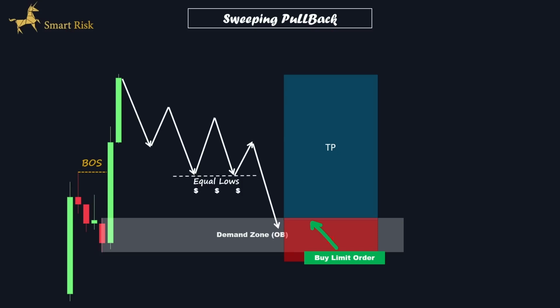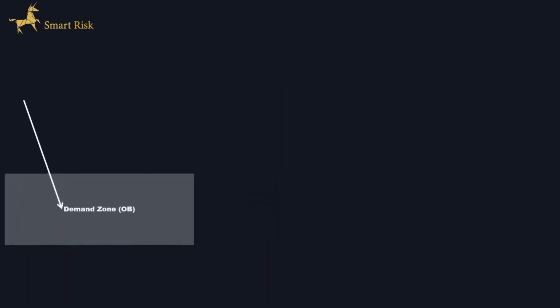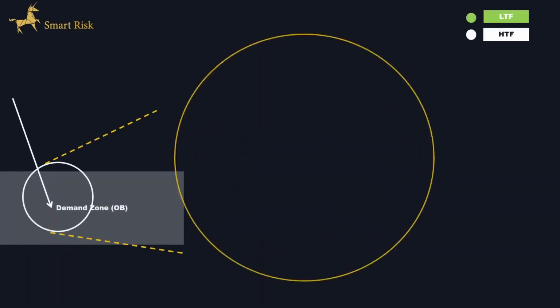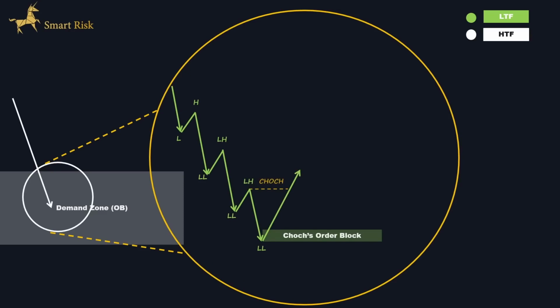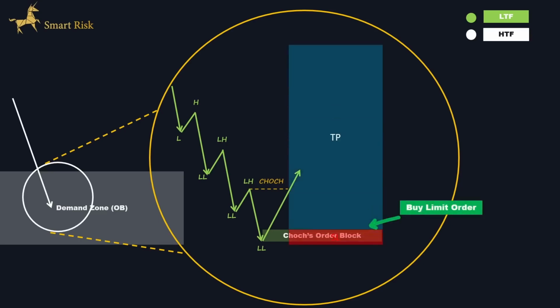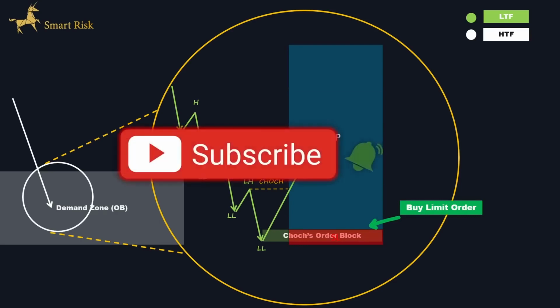If we want to optimize our entry point and have a better reward to risk ratio with tighter stop loss, we need to zoom into a lower time frame and wait for the price to tap into the demand zone and show a change of character or any market structure shift signal. And after the formation of the newly generated demand zone on the lower time frame, we can consider placing a trade.